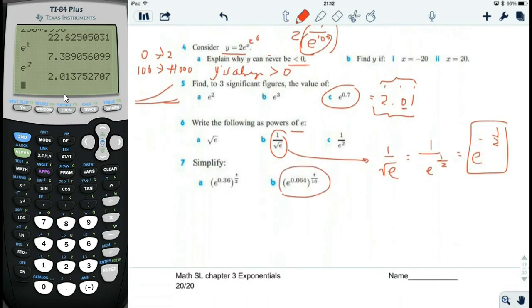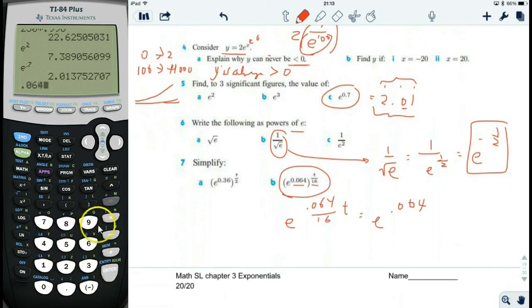We'll take this one here. Simplify that. Remember that if you have an exponent to an exponent, you multiply these exponents together. So let's try to do that. 0.064 divided by 16 times t. You could use the calculator, but you could probably do this in your head too. 0.064 divided by 16 is 0.004. And I'm going to check that with the calculator because that's kind of a tricky one.